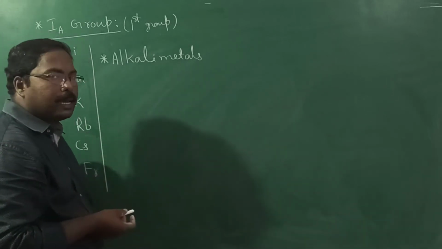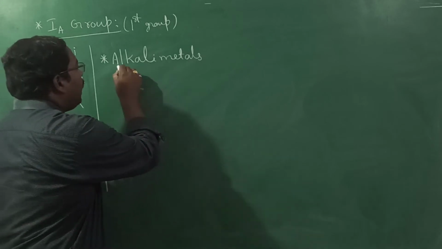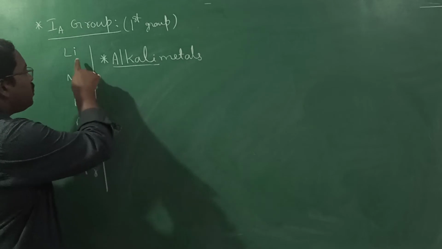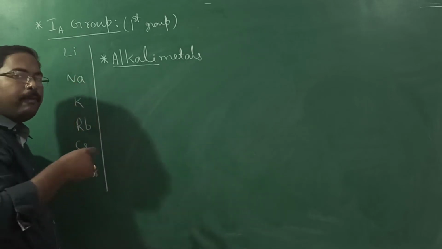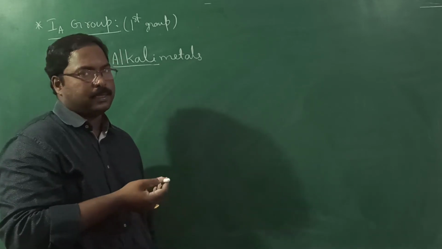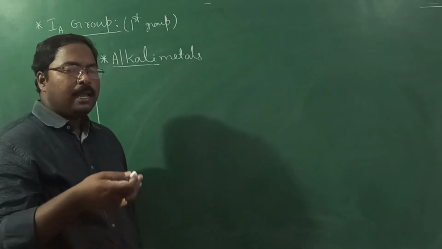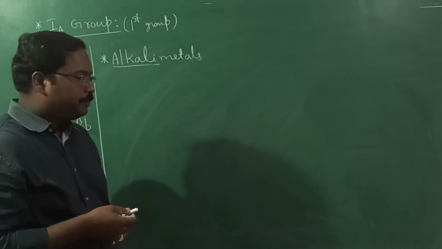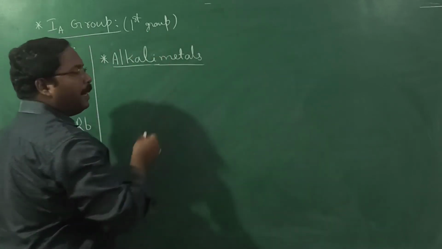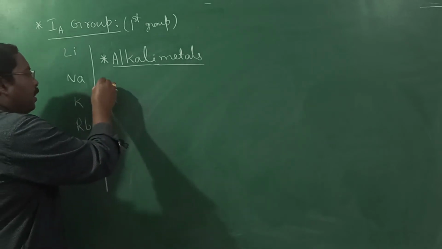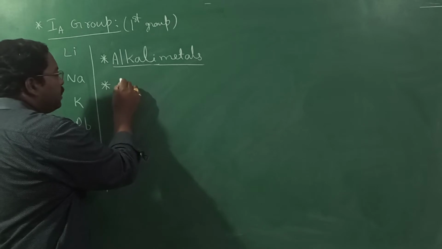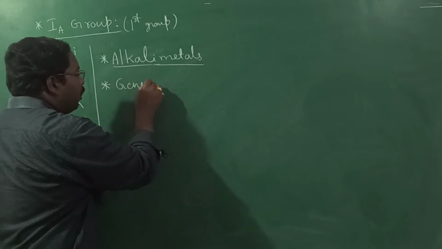Why are they called alkali metals? Maybe you already know that alkali is nothing but a base. All the oxides of these metals, when dissolved in water, form alkali, meaning they form bases. We know NaOH and KOH act as strong bases. So that is why these metals are known as alkali metals. Now one more important thing, coming to their general electronic configuration.